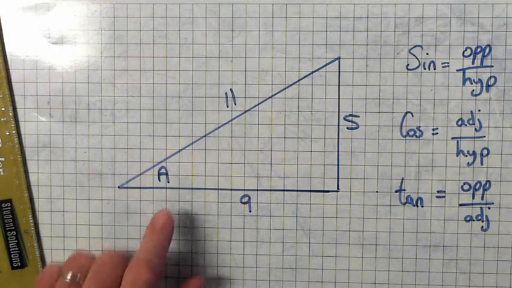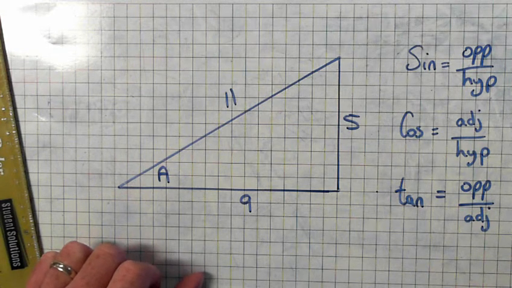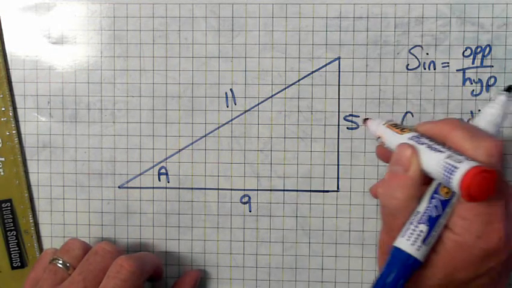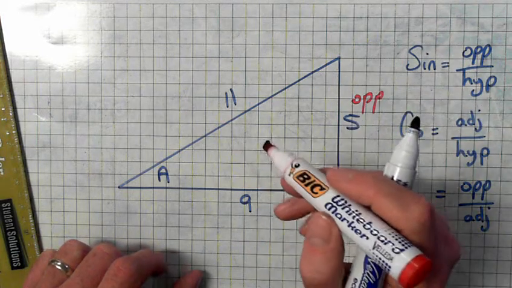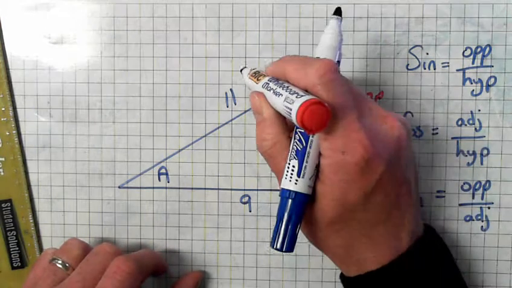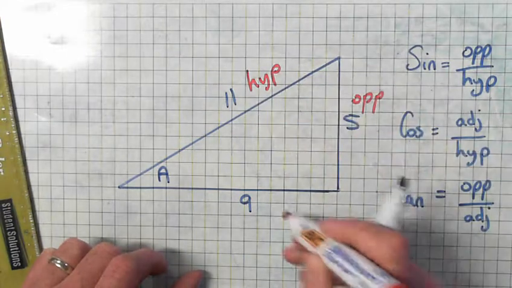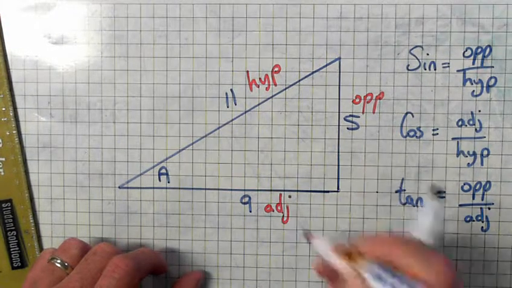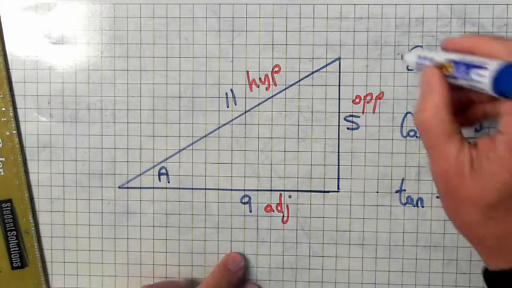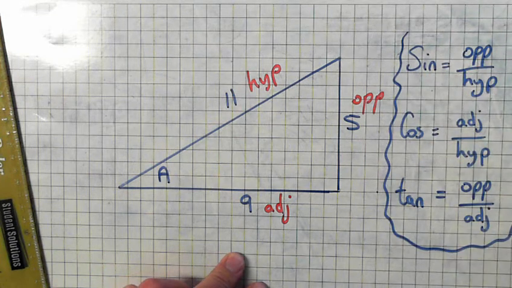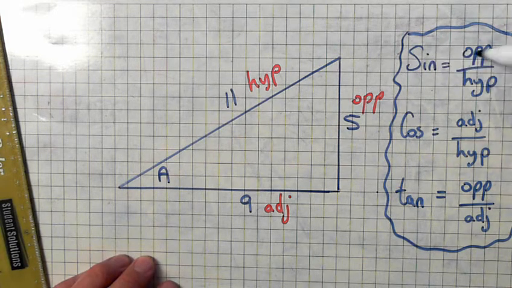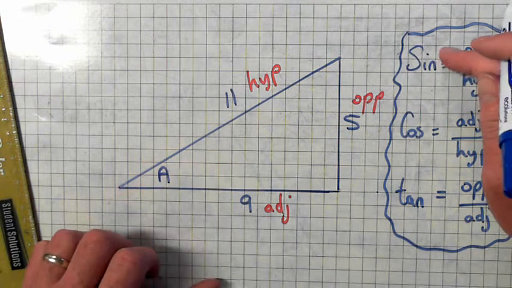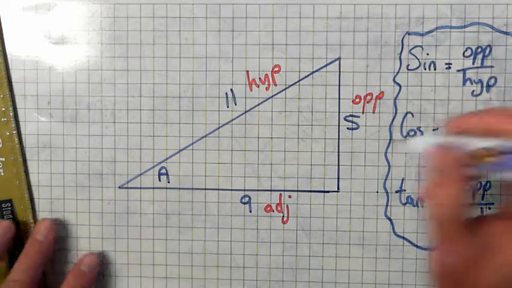Alright. Which one is the opposite to A? Which number? 5 is the opposite. Which one is the hypotenuse then? The longest side? 11. And then this one has to be the adjacent. Alright? So if we want to get the sine of the angle A, what's it going to be?